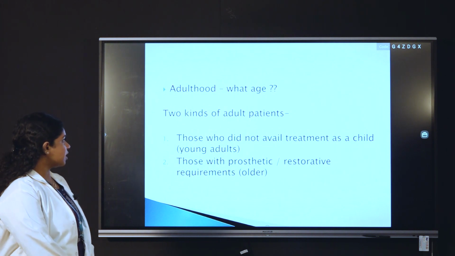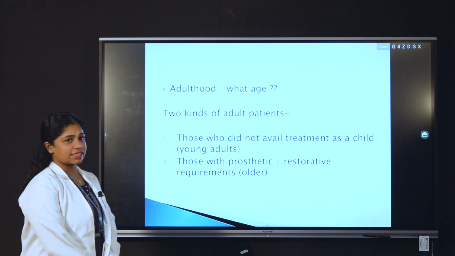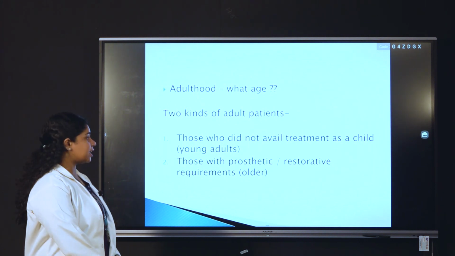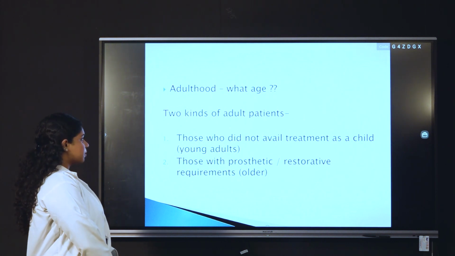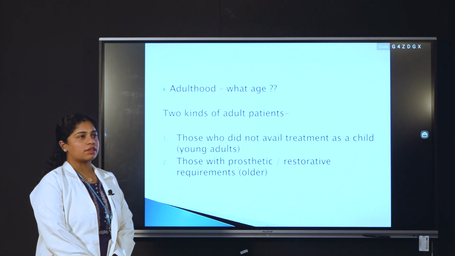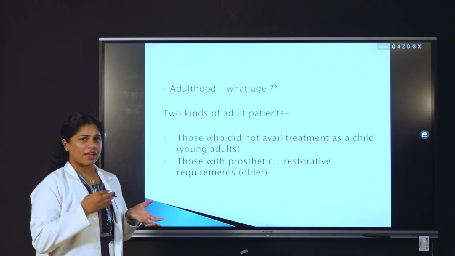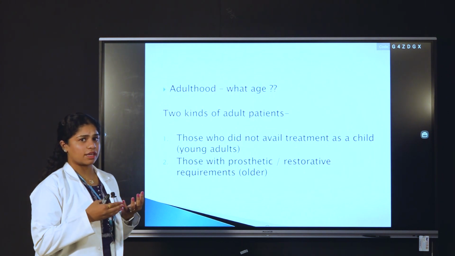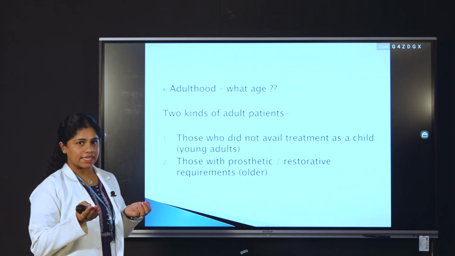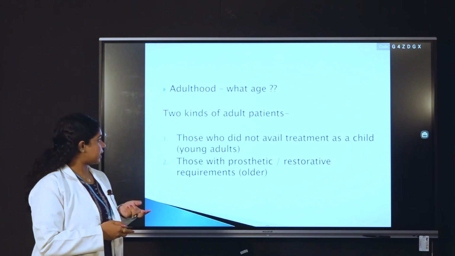One are those who did not avail treatment as a child. Young adults who wanted treatment as a child but could not get it and are interested now, and those with prosthetic or restorative requirements, that is, the older patients who have requirements from other specialties, like getting their crowns replaced or procedures like that. For them we have to correct the adjacent teeth to proceed with those treatments. So, two kinds of patients.